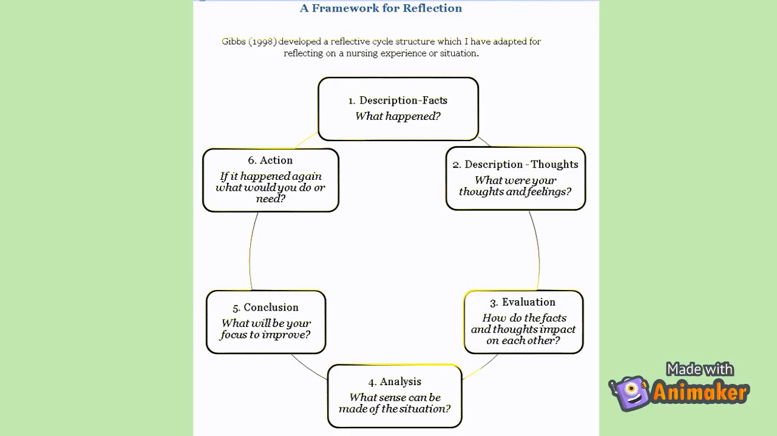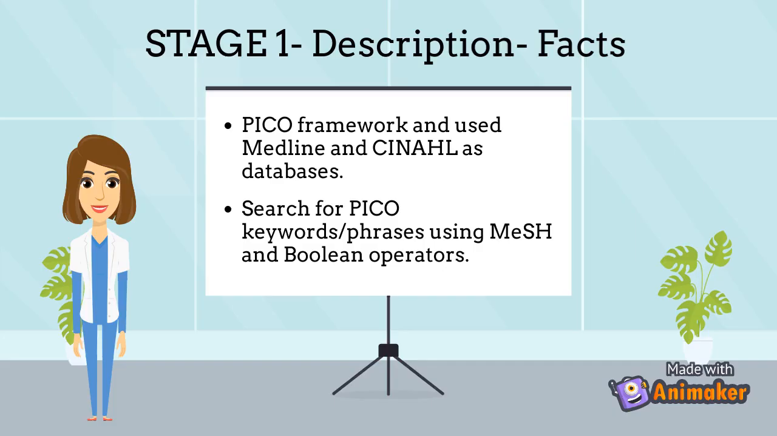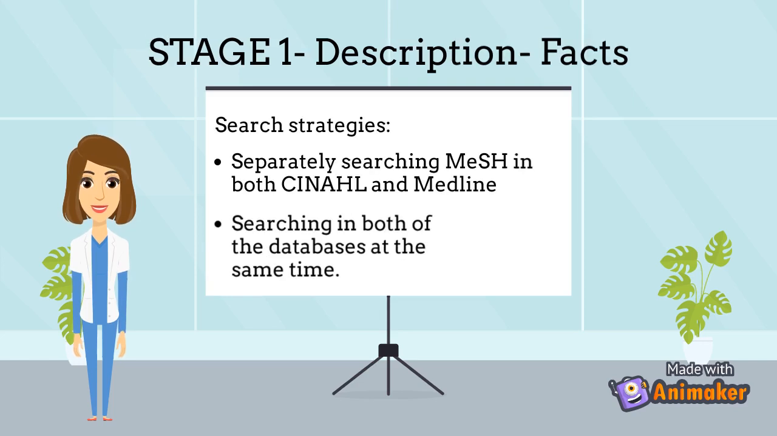I will use the Gibbs 1998 model flowchart to reflect on this experience and provide ways on how I can improve my search. I conducted a research strategy using the PICO framework and applied it to the databases of Medline and CINAHL. Then, I looked for the PICO keywords and phrases in both of the databases using MeSH and Boolean operators. I have used several search strategies, such as separately searching for the CINAHL and Medline by using the medical subject heading search and searching for both of them at the same time to compare which strategy is better.